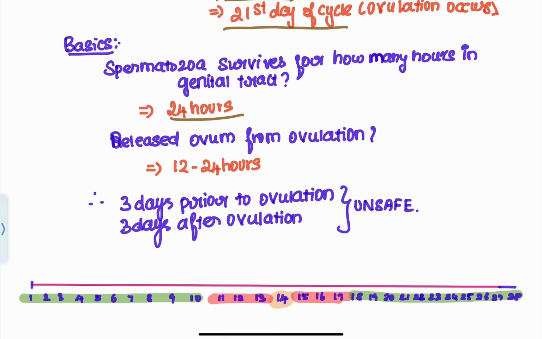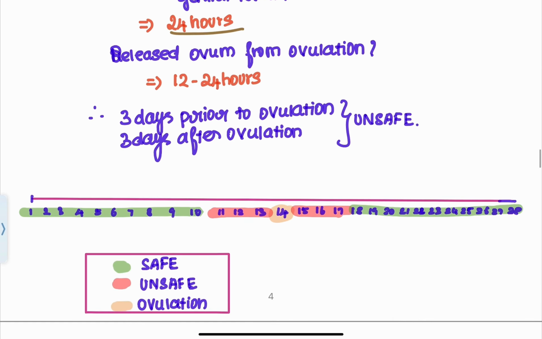So it signifies that just prior to ovulation and just after ovulation, a variable of between 12 to 24 hours, if a female has coitus, it can very well result in pregnancy. Therefore, the unsafe period during a menstrual cycle can be taken as 3 days prior to the date of ovulation and 3 days after the ovulation. Why? Because for 12 to 24 hours both the ovum and the spermatozoa are going to be surviving, right? So any act of coitus during this period can result in conception.